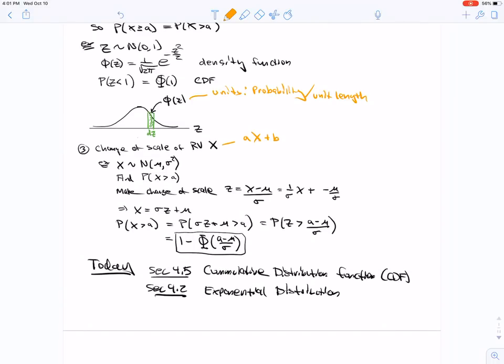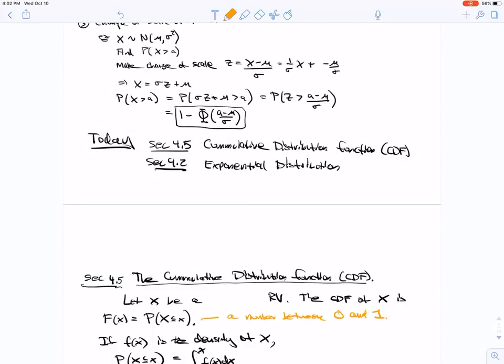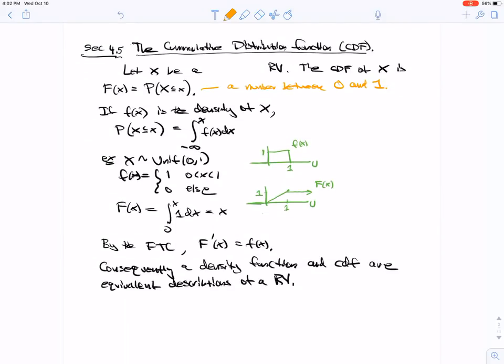Furthermore, we talked about a change of scale, and a change of scale is basically, for a and b constants, ax plus b. Today we're going to talk about the cumulative distribution function as well as the exponential distribution. The cumulative distribution function is another way to characterize a distribution besides the density.